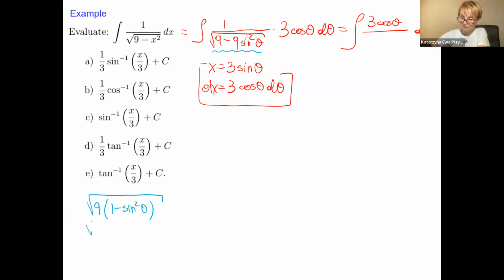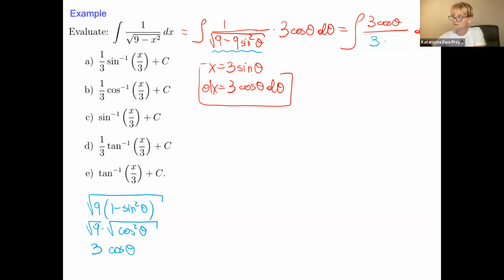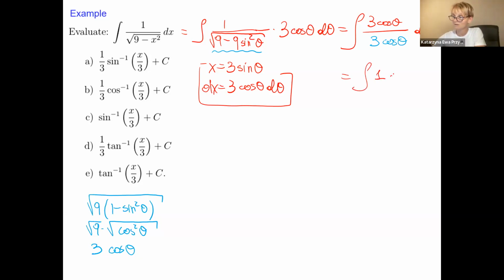Correct. This is still square root of 9 and square root of this. What is 1 minus sine square theta? It's cosine square theta. This is 3. How can we simplify the square root and the squared quantity? They cancel out, but we are allowed to do this because of the domain. We don't have to keep absolute value, because normally it's absolute value, but cosine is actually positive for the restriction of the inverse sine. Okay, that means this is 3 cosine theta. Oh, wow, we can cancel out everything. It's just 1. What's the integral of 1 d theta?